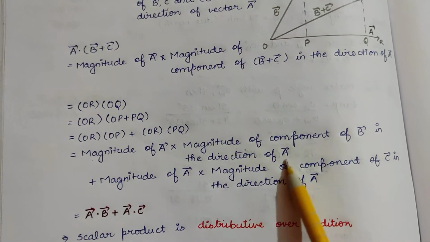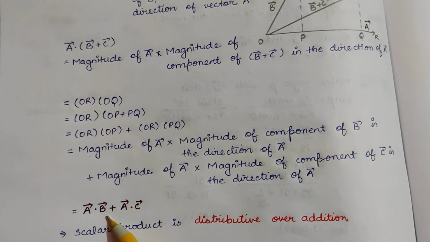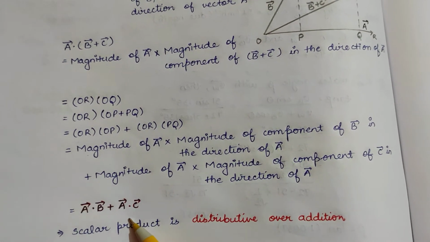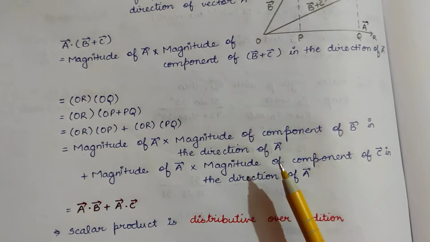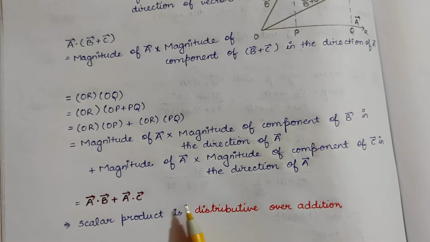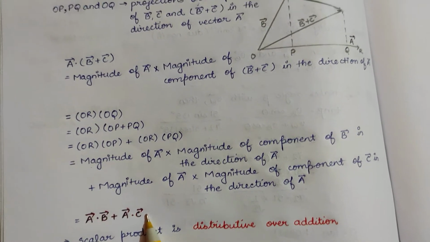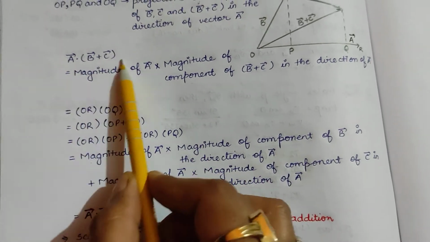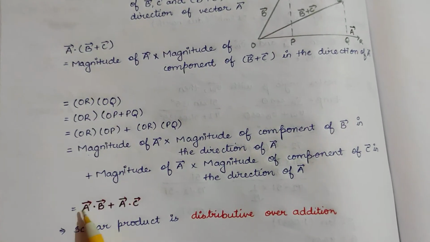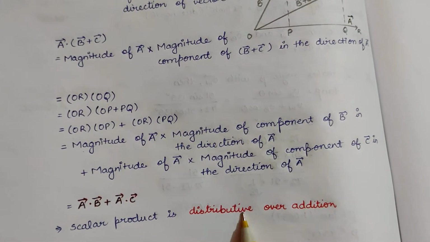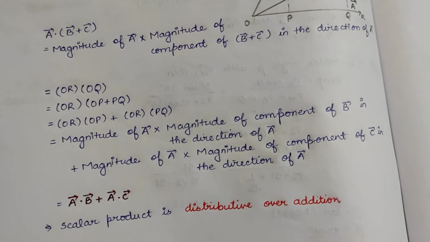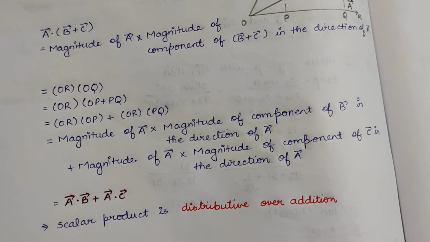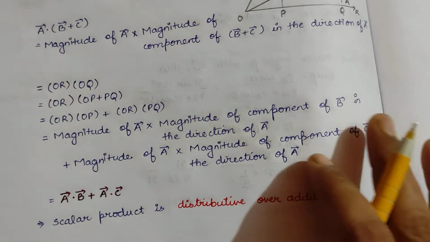Fine. So we can write it as vector A dot vector B plus vector A dot vector C. And this is known as distributive over addition. So it was first written like this, but it distributes itself over addition. So this is the property of scalar product, that it is distributive over addition.